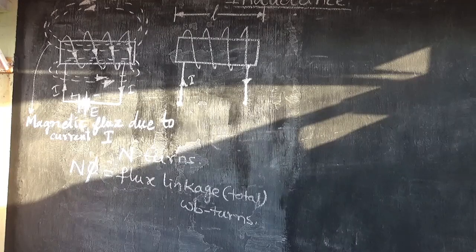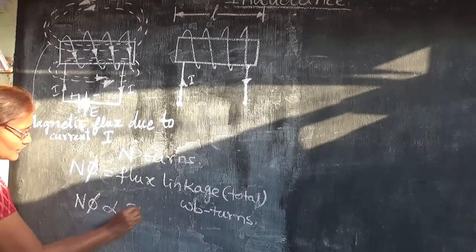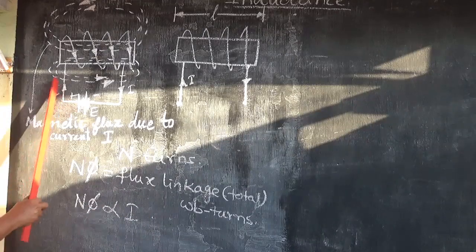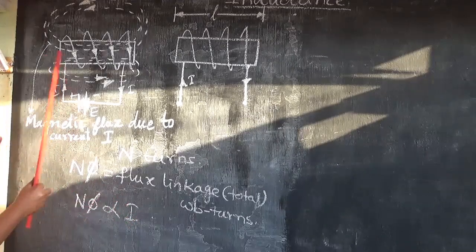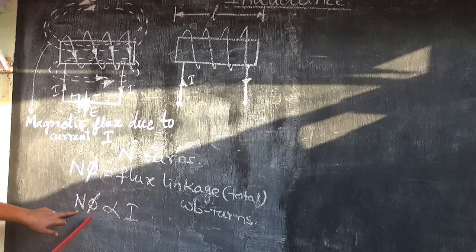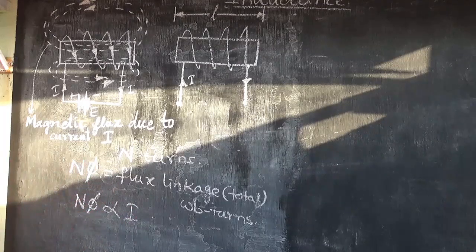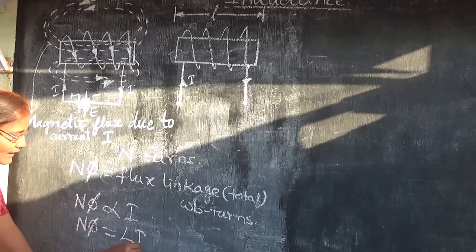And now we will see what is the property of this flux linkage. This flux linkage N phi is directly proportional to the current I flowing through this coil. So if the current flowing through this coil is more, then the flux linkage value will be more. That means N phi is directly proportional to I. If you want to remove this proportionality, what will we do? We will add a constant there, and that constant is called L.